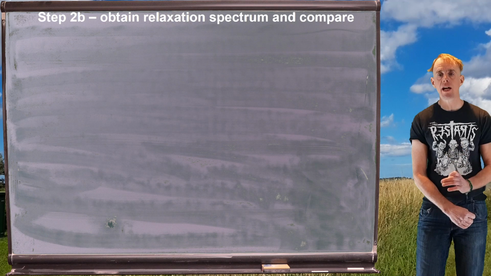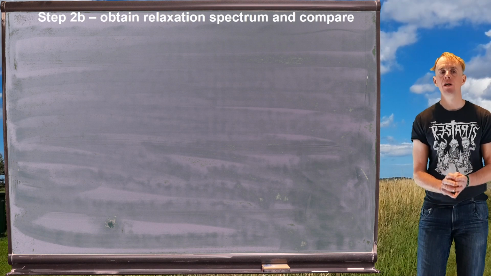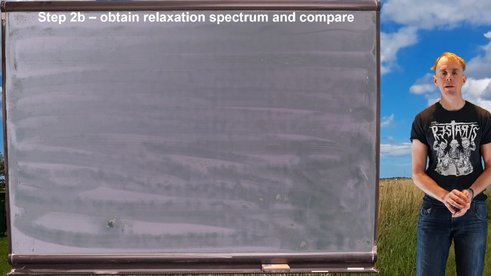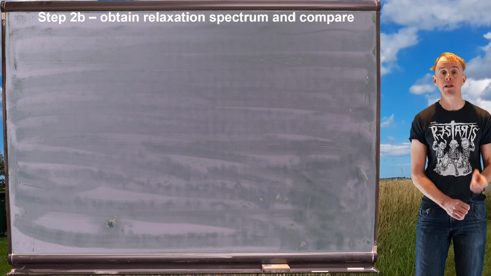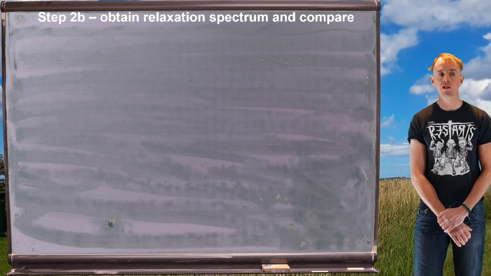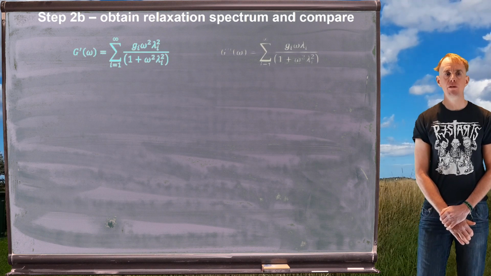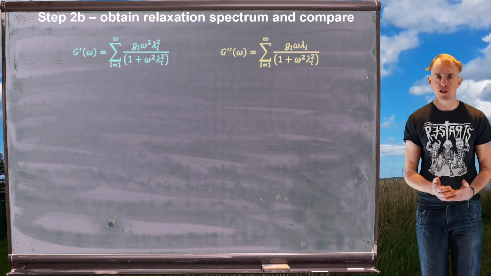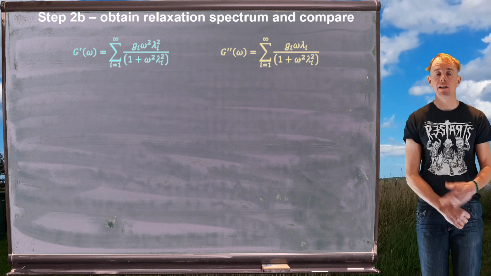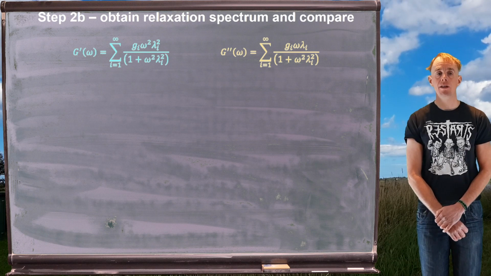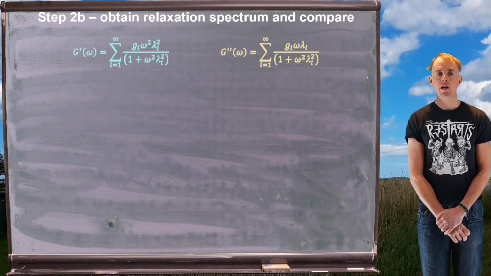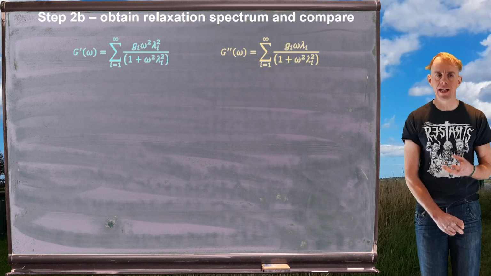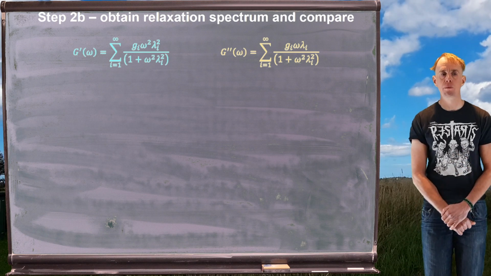So what we're going to do next is to use those frequency sweep data to obtain a relaxation spectrum, and then to do some calculations using that relaxation spectrum to make sure that it is indeed appropriate and we can backfit the experimental data that we've just obtained. So if you recall from previous lessons, we can calculate G prime and G double prime as a function of angular frequency using the relaxation spectrum parameters Gi and lambda i, the relaxation modulus and the relaxation time. So if we've got good values of Gi and lambda i, we should be able to calculate good values of G prime and G double prime.